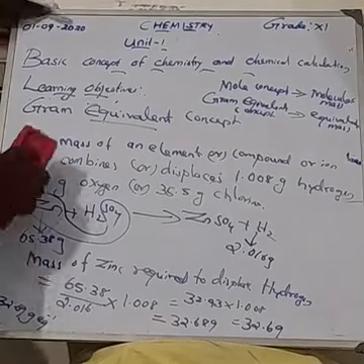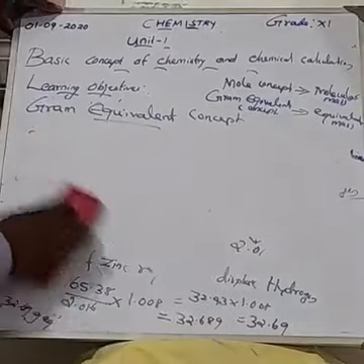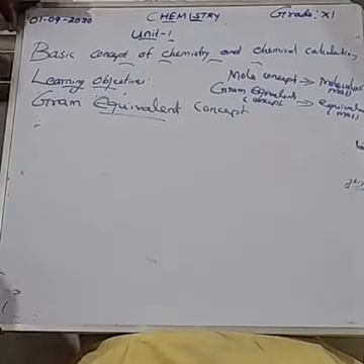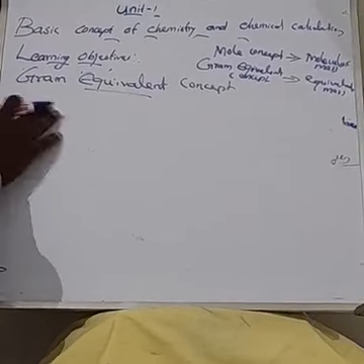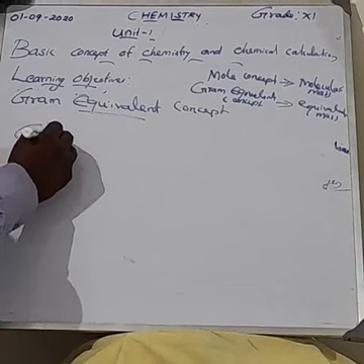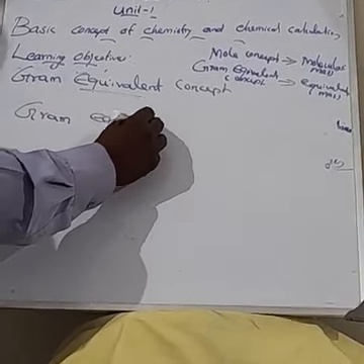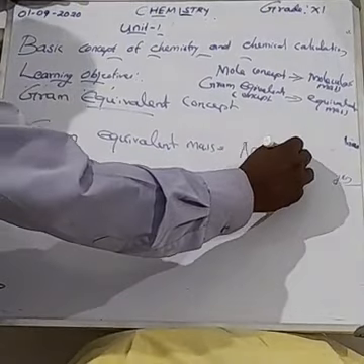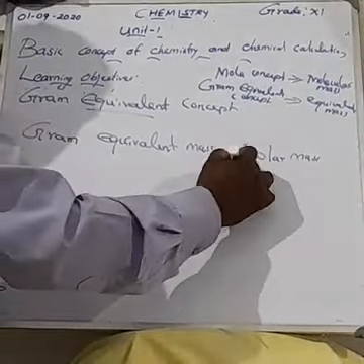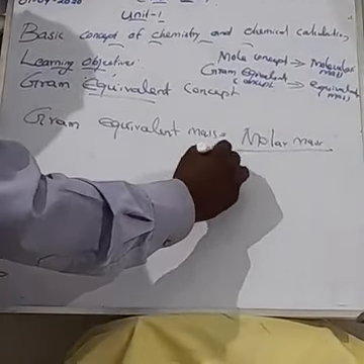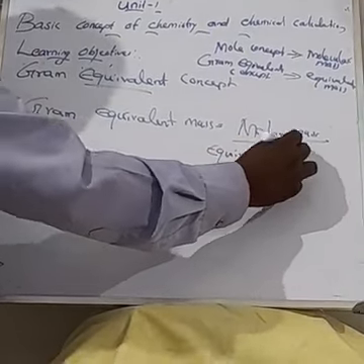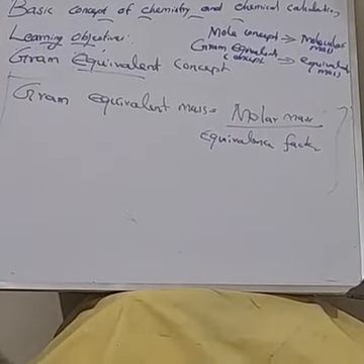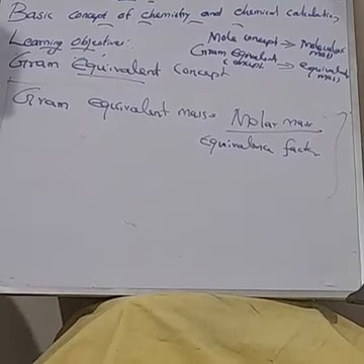So we can write one formula for gram equivalent mass. Gram equivalent mass is equal to molar mass divided by equivalence factor. This is the formula for gram equivalent mass.